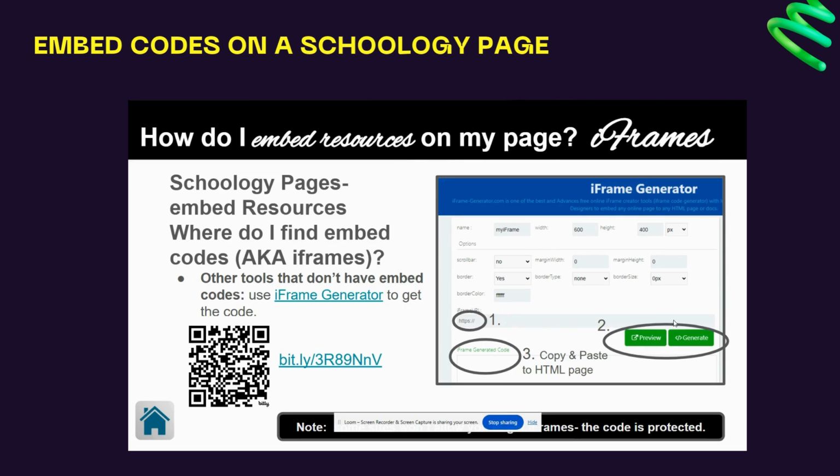You're going to copy the URL here. You can click Preview or Generate. Preview will tell you whether or not you can get the iframe, and some sites protect their iframes, and you may not be able to access it. That's just the way it is. And then you will see the iframe generated code, and that's what you'll copy back to your Schoology page. So let's take a look at what this looks like.